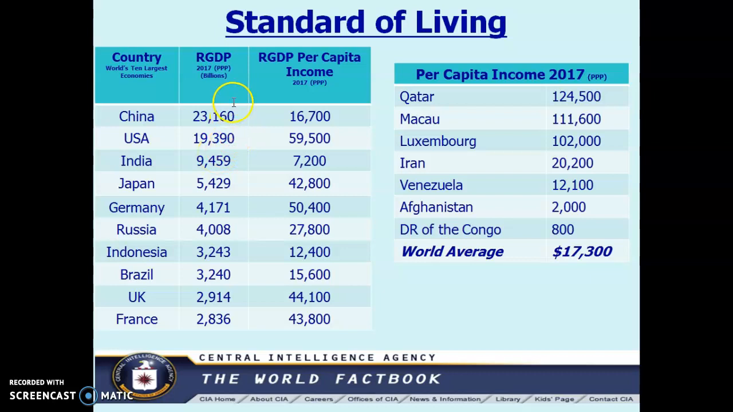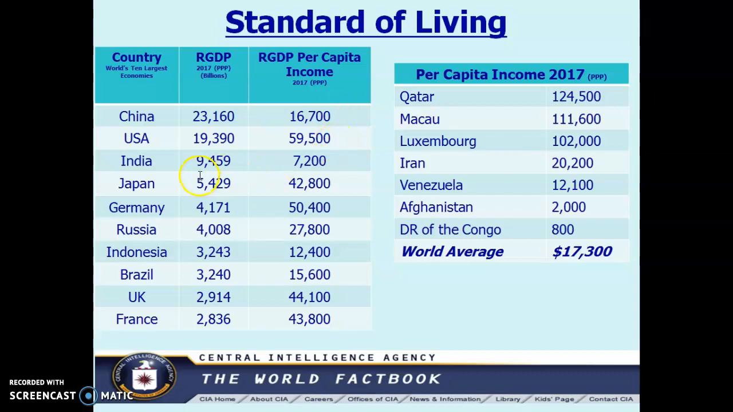And as a result, if you take this pie and you divide it by the number of people in China, you only get $16,700 in average income per capita GDP. Whereas in the US, you take this value and you divide it by the population, you get almost 60,000. So per person, the Chinese have a much lower standard of living than someone in the US.